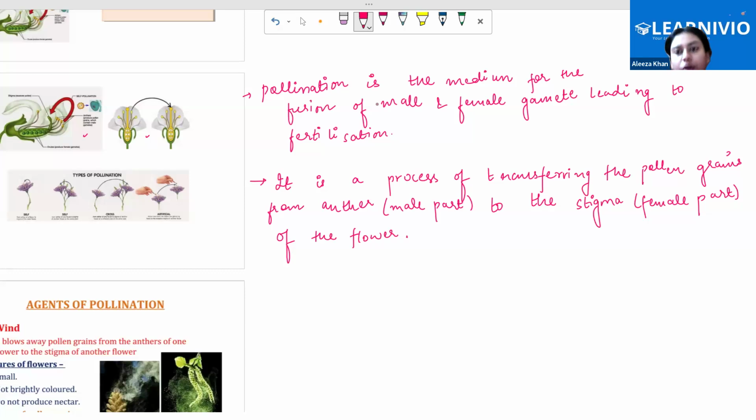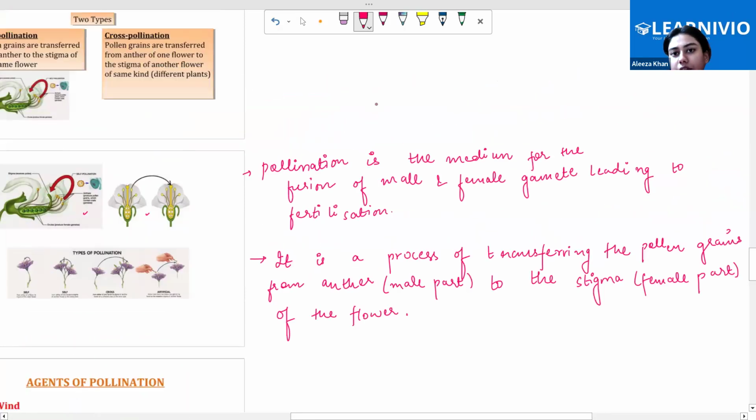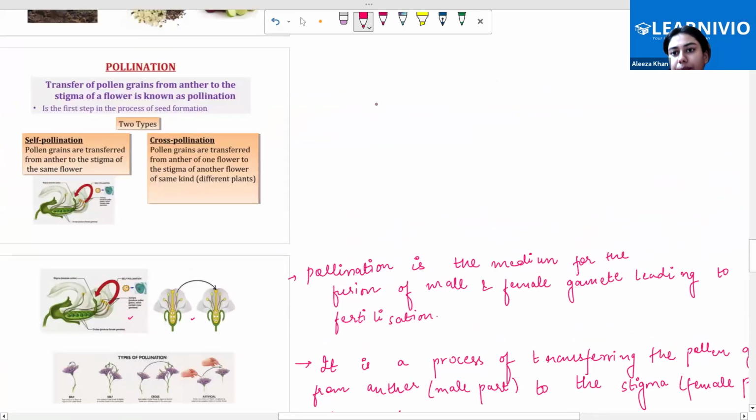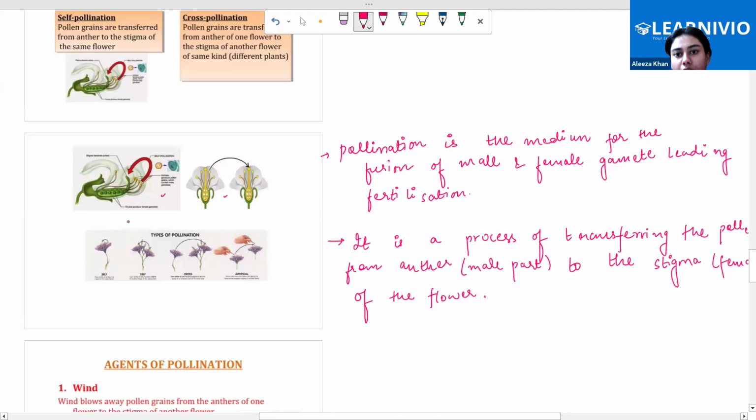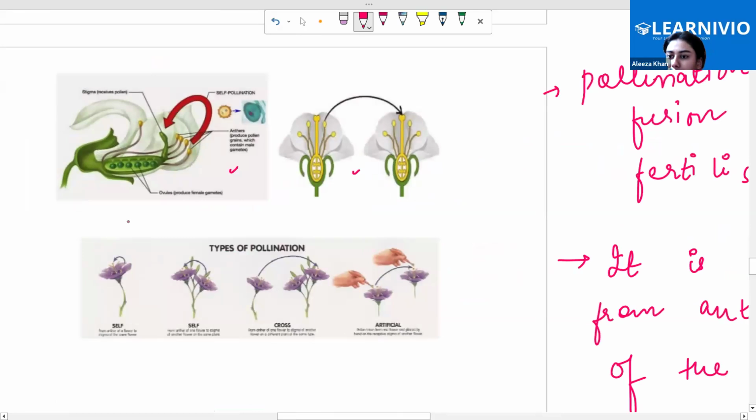Now coming to pollination, we have two types of classification. If you observe the image, can you tell me which one is self and which one is cross? Self is the first one, cross is the second one. Self means both the parts are within the same flower, so the fusion takes place between them only. But in cross pollination, there will be a crossing over of the gametes. Fine.